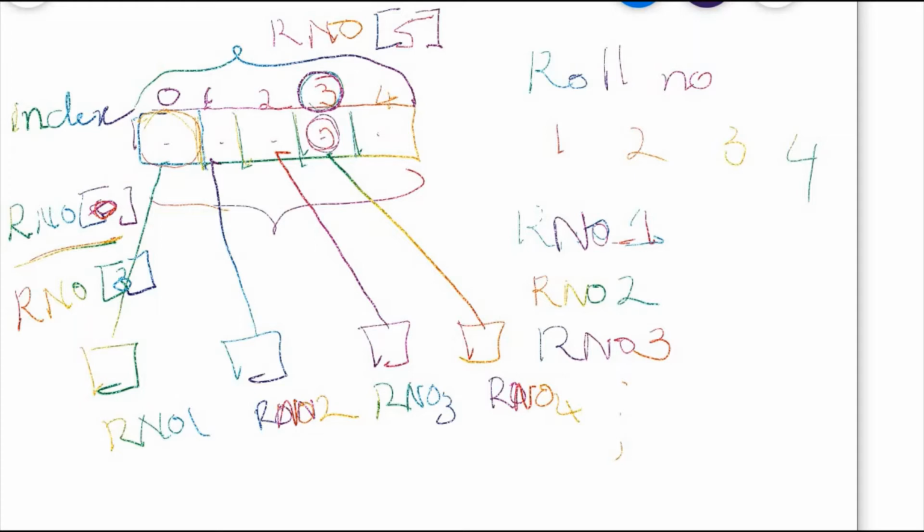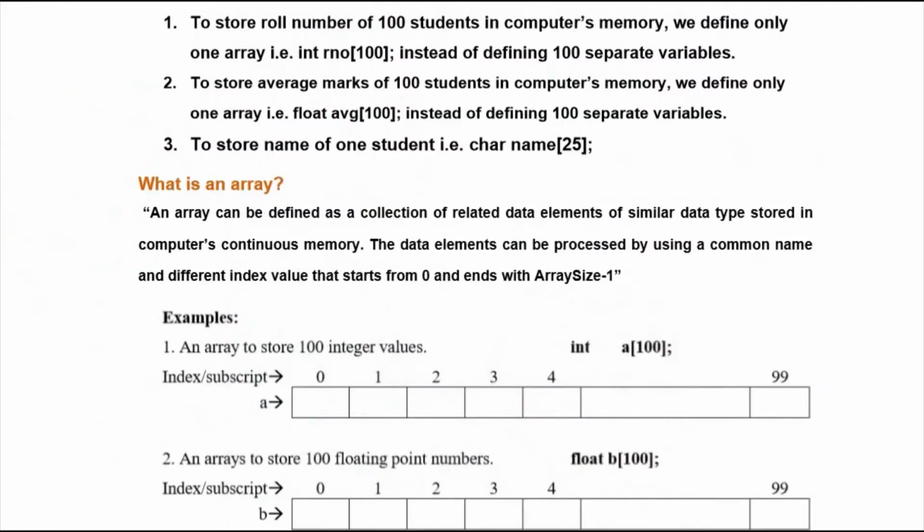Okay. So I hope you got to know what we mean by array. What is index? Index always starts with 0 and the limit is up to array size minus 1. That's what the definition says. The data elements can be processed by using a common name like roll number and different index values that start from 0 and end with array size minus 1.